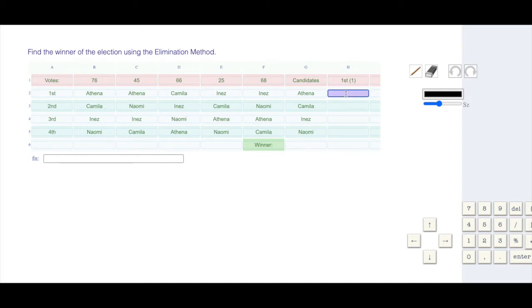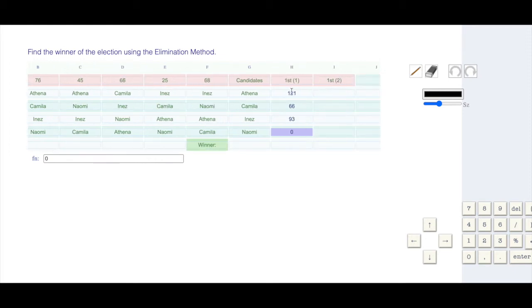Let's figure out how many Athena has. She's got 76 plus 45. That's it. She has 121. Camilla has 66. Inez has 25 plus 68. And Naomi has none. We disqualify Naomi. We just take her right out of the running. We look for who has the least number of first place, and that's Camilla.